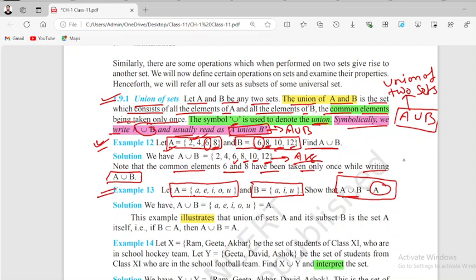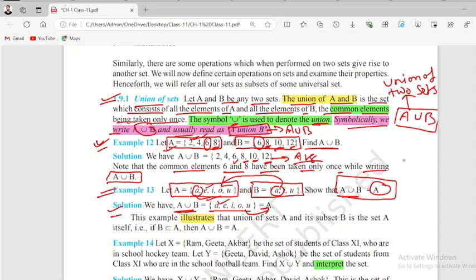So first of all, just calculate A union B. A union B is {a, e, i, o, u}, and a, i, o are all present in this set. So we can write it like that. And this set is basically nothing but set A. Because element a is present in the set A, and also present in set B, it will come once in A union B.